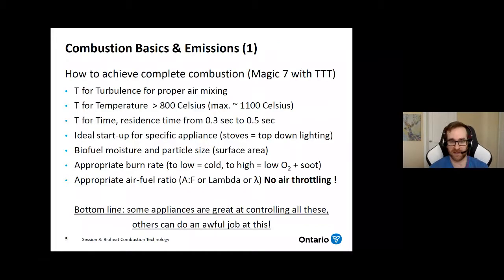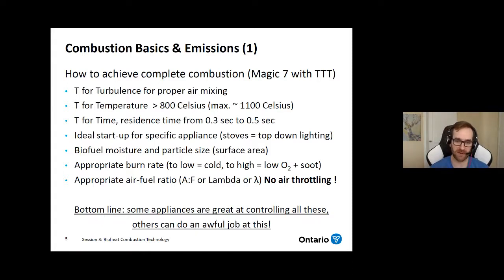The way we try to tackle that is you first have to control the combustion as best as we can. The way I come up with this is there are 7 factors. I call them the magic 7, the triple T's and the lambda. You have to get the turbulence, the temperature, and the residence time in a sweet spot. The next thing is to make sure you always have the proper air to fuel ratio so that you have complete combustion.